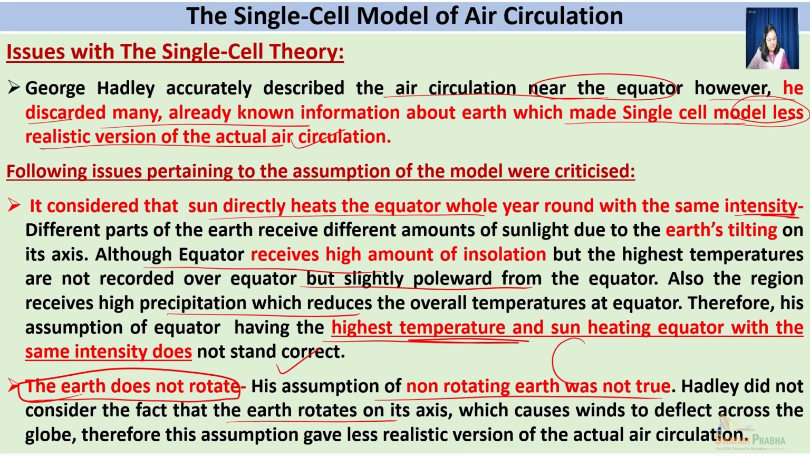Therefore, the winds which were blowing from the polar areas towards the equatorial areas as surface winds were shown blowing at a 90-degree angle, and there was no deflection in their direction. So it also does not stand true. It gave a less realistic version of the actual circulation of the air.